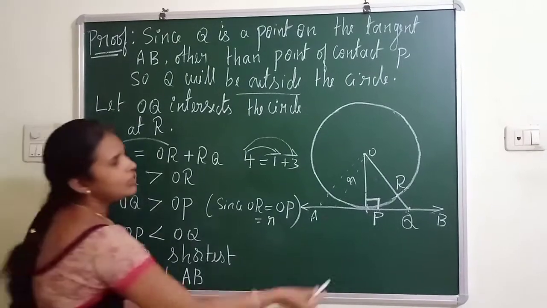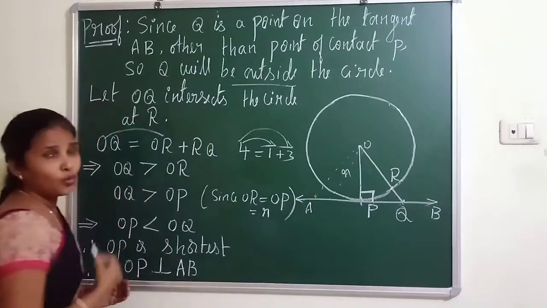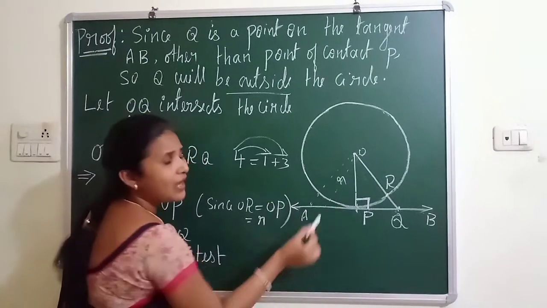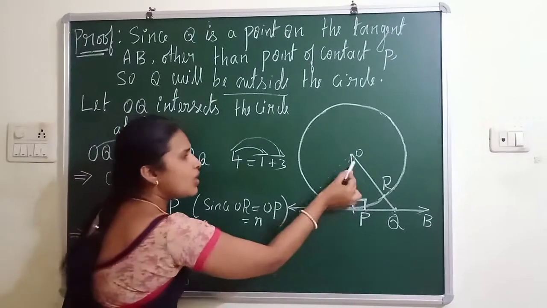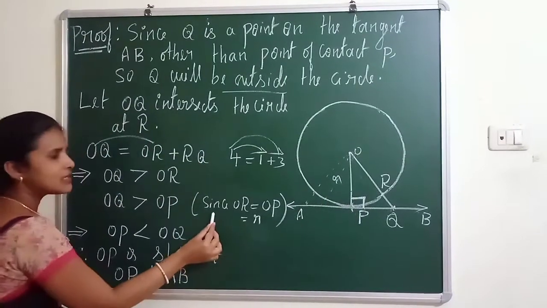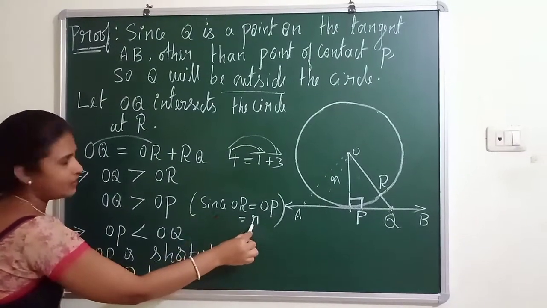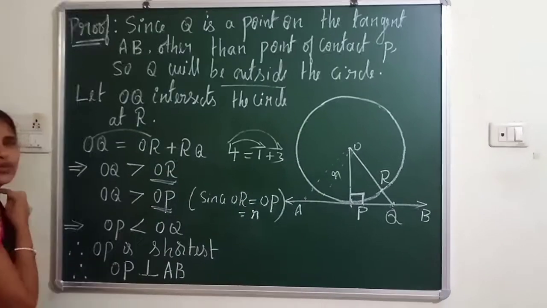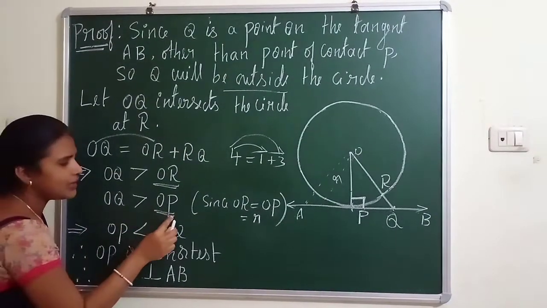And we don't want OR, we want OP. Now just look at the diagram. OR and OP, are they the same? Yes. OR and OP are both the same because they are radii. So I can replace OR by OP. So now we get OQ is greater than OP.